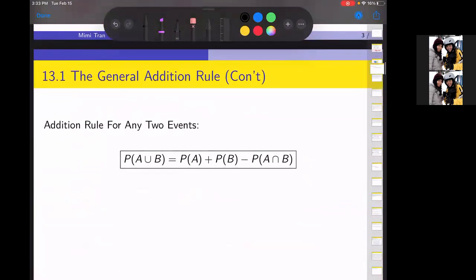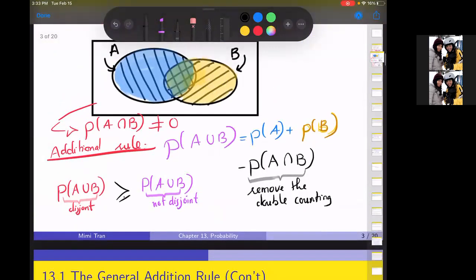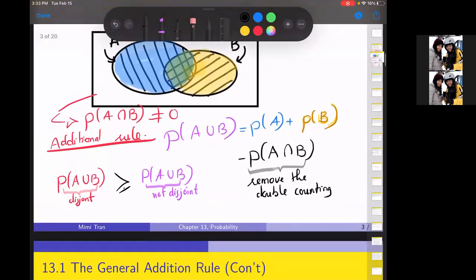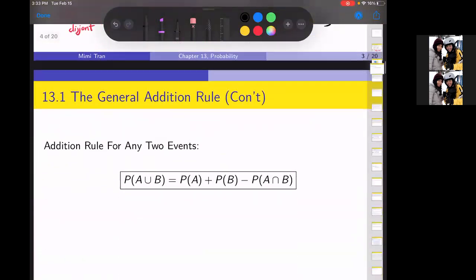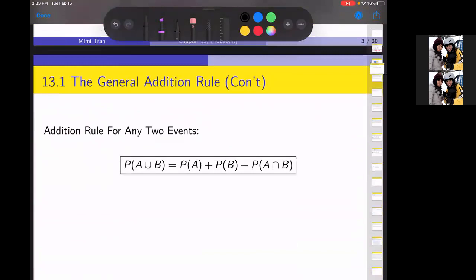Here is the rule. I'm just rewriting it here informally in typing. That's all from the colorful one there. But there's a rule, right? This applies to any two events, even the disjoint. Why? The intersection of disjoint events will be what? Zero, right? So this term will be zero, and minus zero is nothing. That's why we don't write it. So this is the general rule for all types of events.